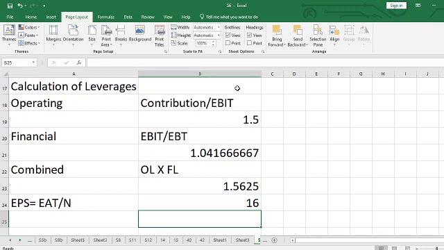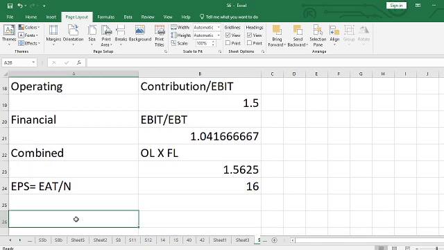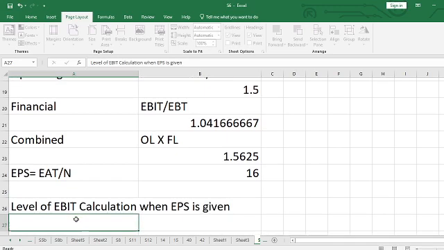So now the first part of the solution of the problem is over. Now in the second part, what we need to do? There is a calculation of the likely level of EBIT, meaning the level of EBIT calculation will happen here. So the calculation of the level of EBIT when EPS is given in the problem. Fine.